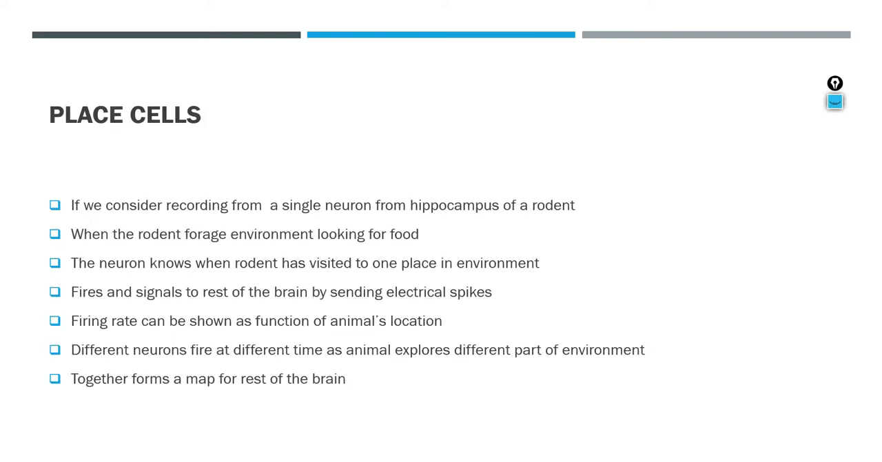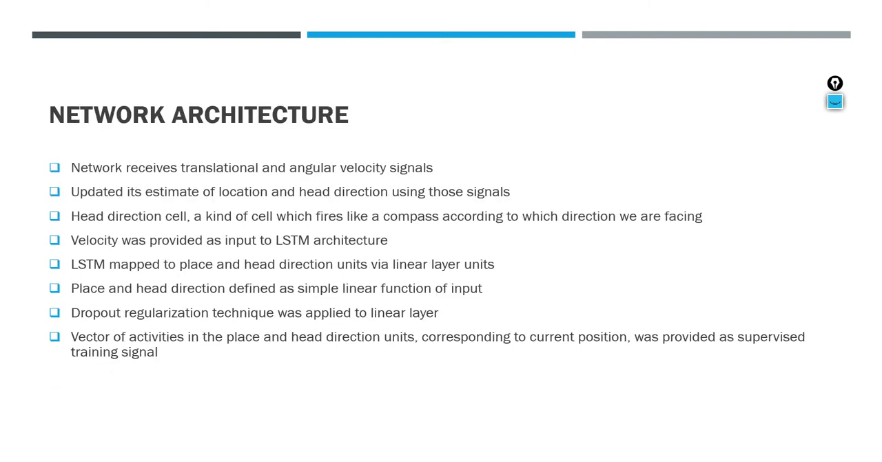Now I'll talk about the concept of place cells briefly. If we consider recording from a single neuron from the hippocampus of a rodent, when the rodent forages the environment looking for food, the neuron knows when the rodent has visited one particular place in the environment. In that case, the neuron fires and signals to the rest of the brain by sending electrical spikes. We can show this firing rate as a function of the animal's location. Different neurons fire at different times as the animal explores different parts of the environment. Together, this forms a map for the rest of the brain.